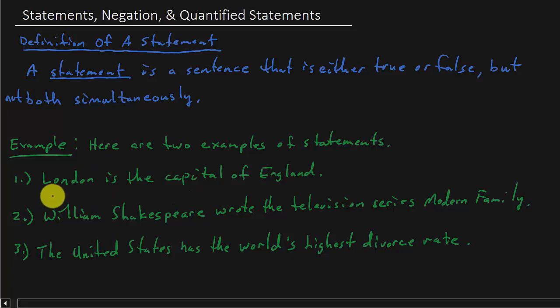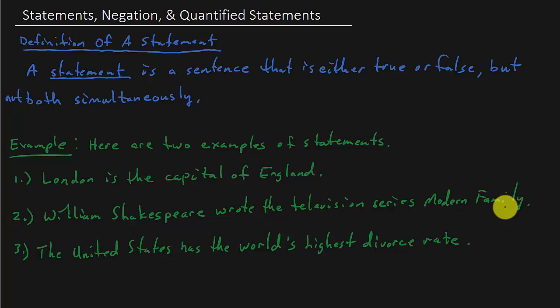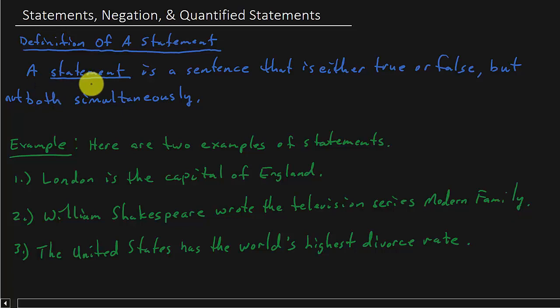So here are three examples. London is the capital of England. That's a statement, and that is a true statement. Okay. What about this one? William Shakespeare wrote the television series Modern Family. Okay, that's a false statement because he didn't write that. It's false, but it's still a statement, because remember, a statement is a sentence that is either true or false, but not both simultaneously.